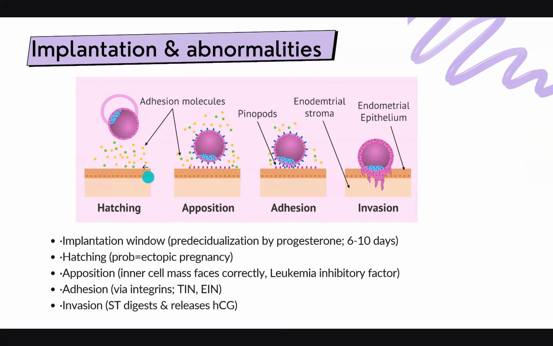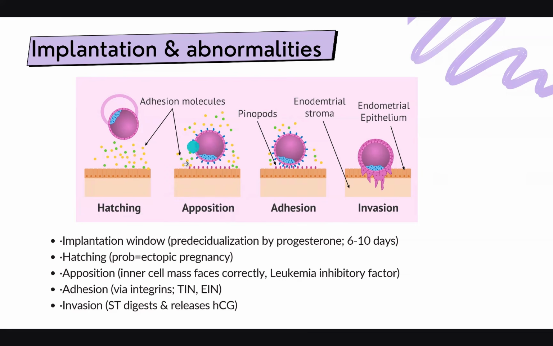After hatching happens and it comes near the actual endometrium, after traveling through the fallopian tube, apposition happens. Apposition is when the inner cell mass, which is the blue cells over here, is directly facing the endometrium, all right? Why? Because this is the direct connection that it should have so that the inner cell mass starts growing as a baby. Okay, so this is why the inner cell mass is now facing or opposing the endometrium. It's called apposition, all right?